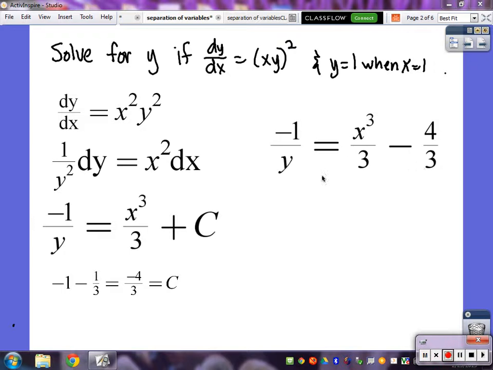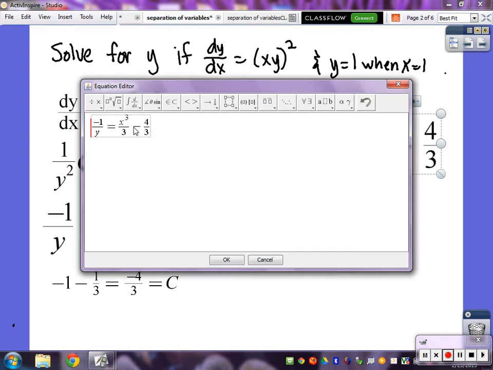Now typically what you'll see is that they want you to solve for it explicitly, which means they want you to solve for y. For this particular equation, it would probably be easier to solve for y if you treated it like a proportion. In other words, bring your two fractions on the right together since they have the same denominator. That would make this x cubed minus 4 in the numerator all over 3.